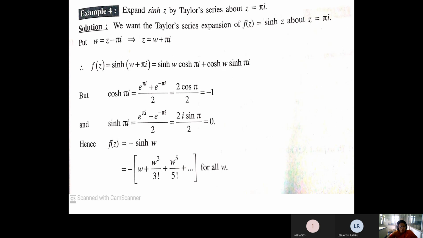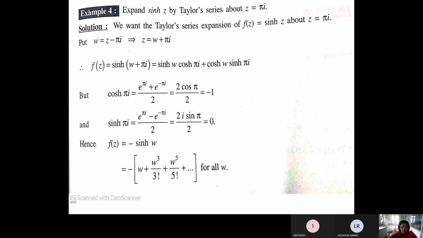From the standard form, we know the sinh z expansion. Keep the negative sign as it is. Sinh w can be written as w plus w cube by factorial 3 plus w power 5 by factorial 5 plus and so on, for all w, that is, for mod w less than infinity.